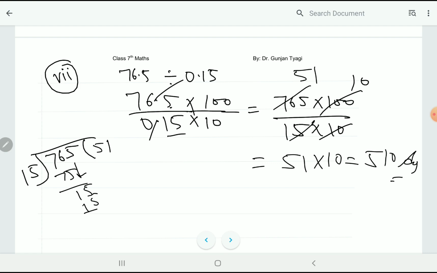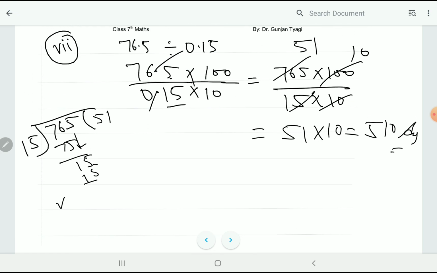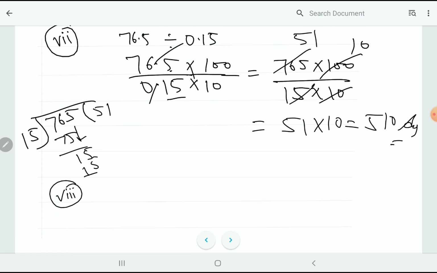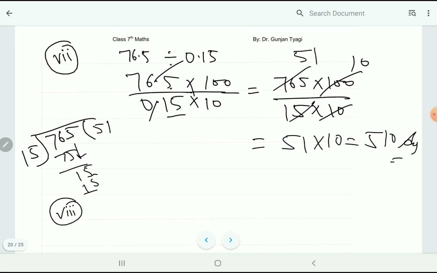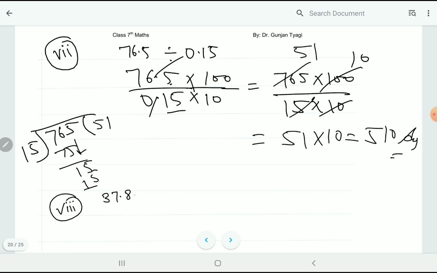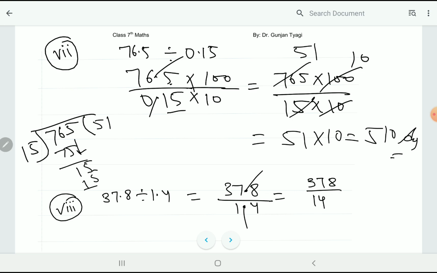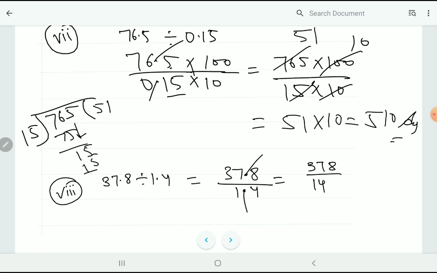This is the answer. Next part of the same question, the eighth part, let's see the question. Eighth part is 37.8 divided by 1.4. Again you can see that the place of decimal is the same in both numerator and denominator, just after one place, so the decimal will cancel out. So 378 divided by 14. Let's check if 378 is divisible by 14.